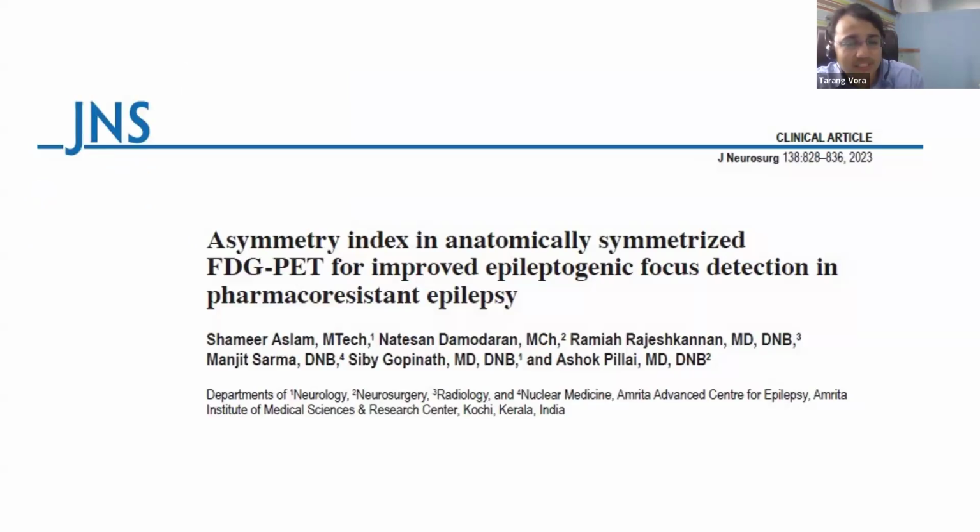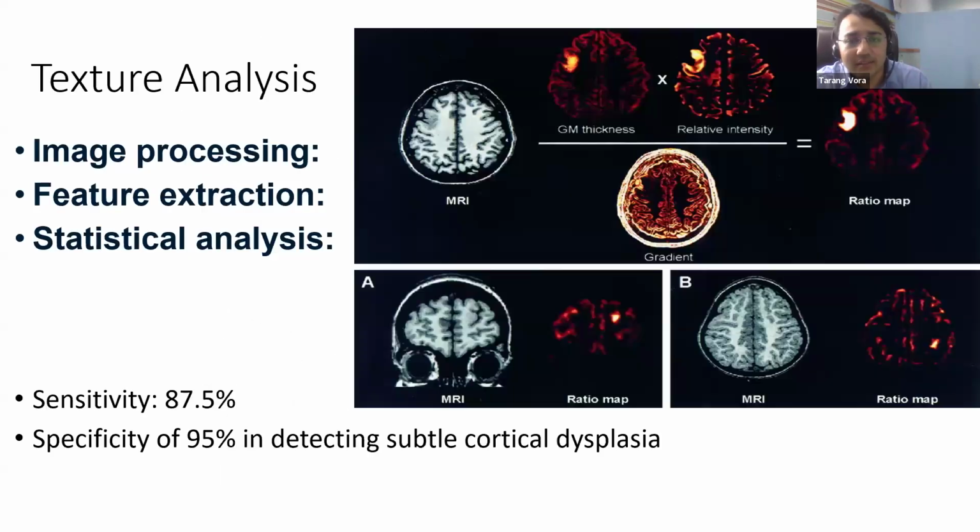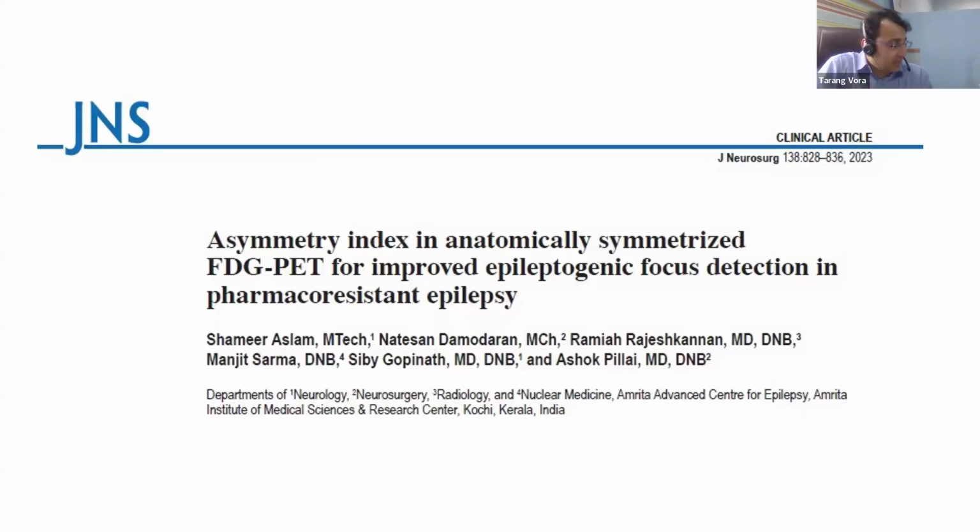Second, and this is something that I'm really proud of, this work has come out of India. The texture-based analysis came out of Canada, at Montreal, but this is something that the team at Amrita in Cochin has done: asymmetry index in an anatomically symmetrized FDG PET for improved epileptogenic focus detection. Since the listeners are more of a nuclear medicine background, I think this is a paper that must interest them, and we are utilizing this for our epilepsy surgery work over here. This is a fantastic team in Cochin who have done really good work.